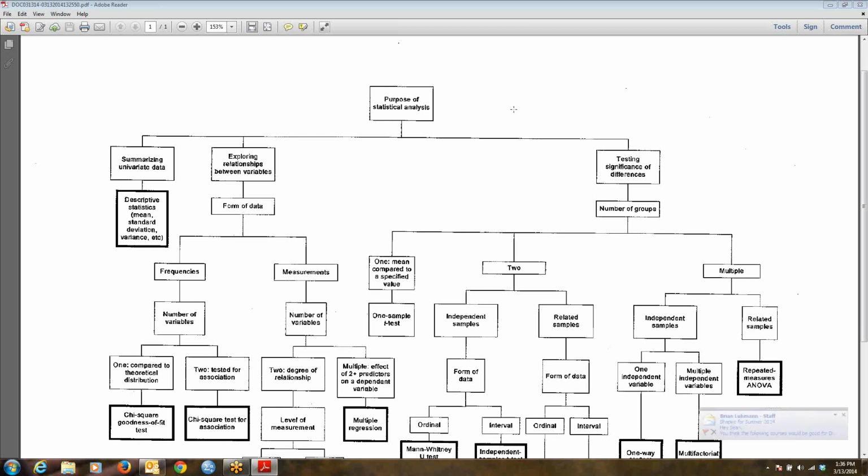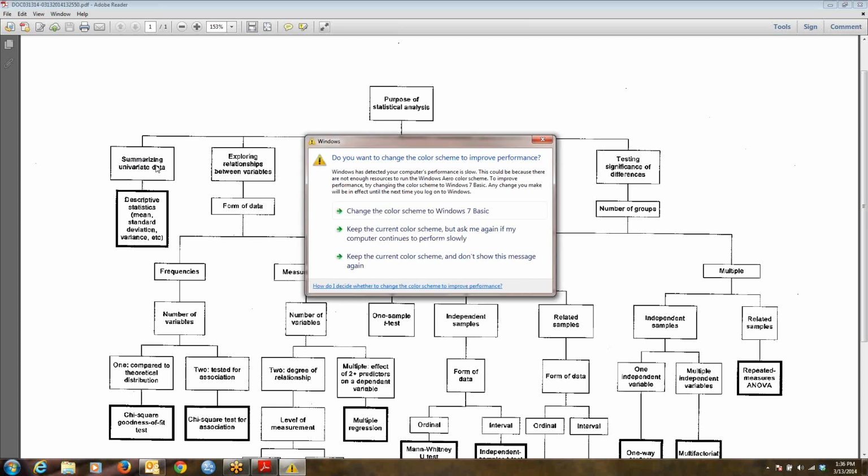can't answer. And that is simply the question of what statistical procedure should I use to analyze my data? Now, the first thing that I want to show you is that this statistics decision tree is basically branched into three areas. One is to summarize univariate data, and I showed you this last week, which was getting descriptives and frequencies.